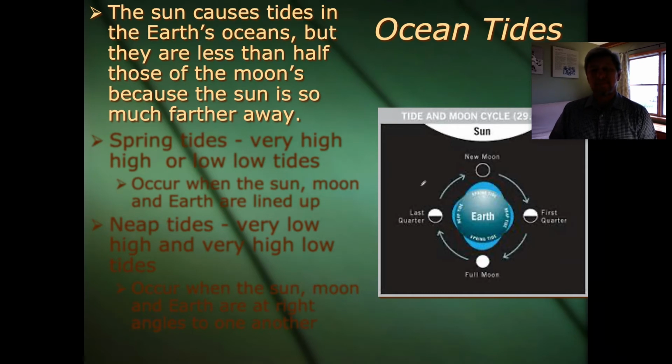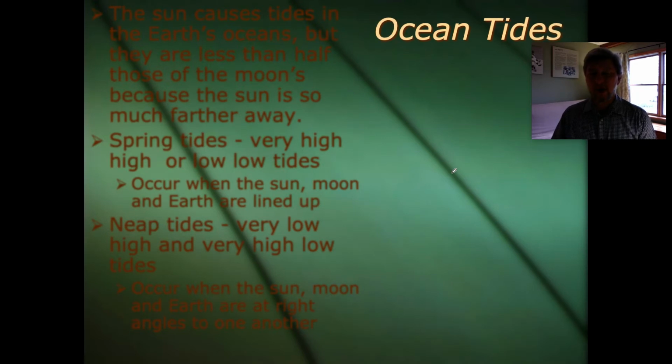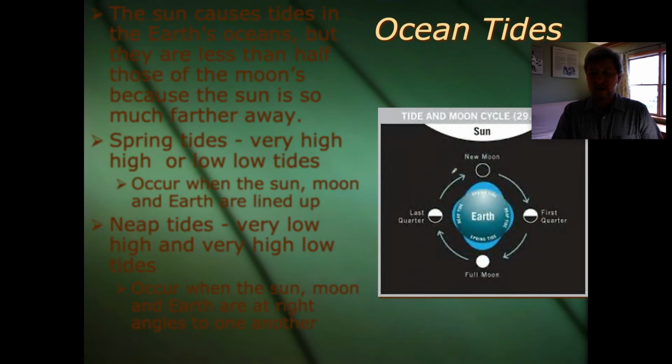Now, the position of the sun is also very important in terms of the location of the high tides, because it has an additive effect with the moon's gravity. All right, it turns out that if the sun and the moon and the earth are all lined up, then we have really, really high tides and really, really low tides. All right. So in the position of the new moon and the full moon, we would have what we call a spring tide.